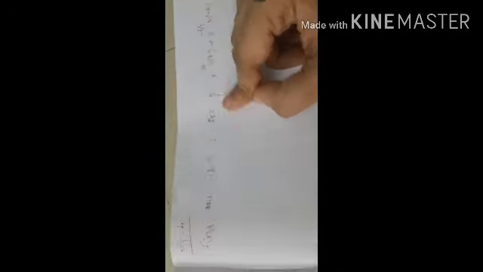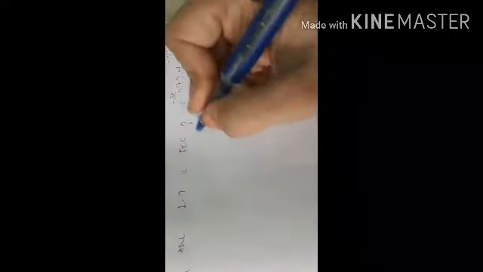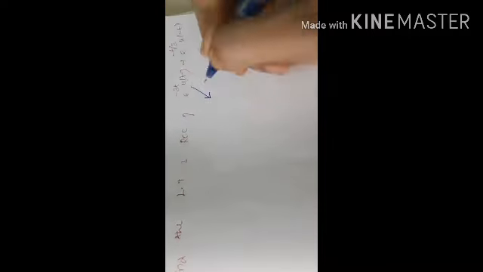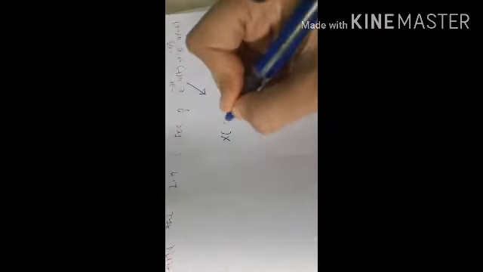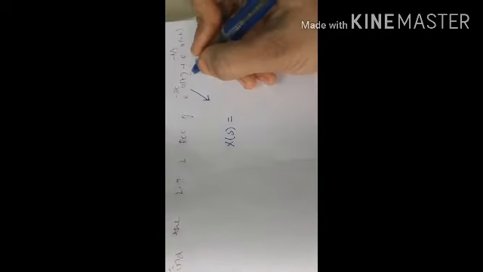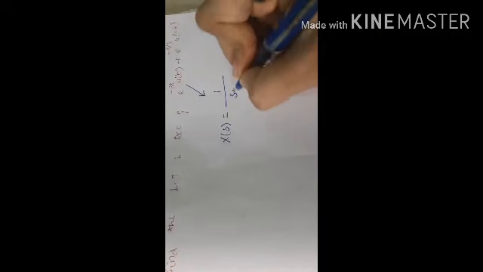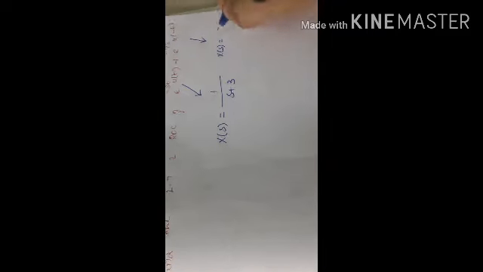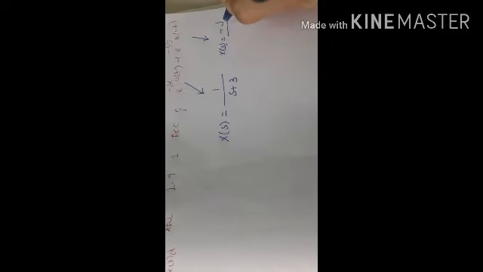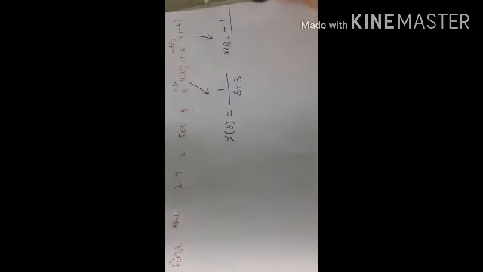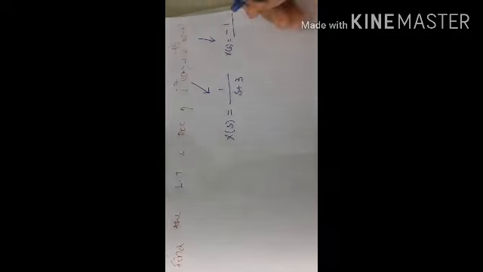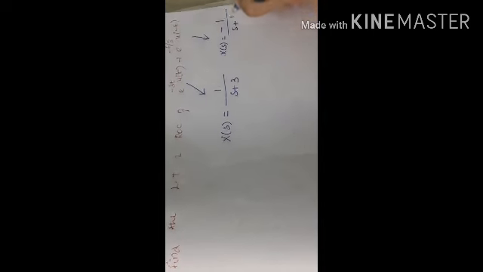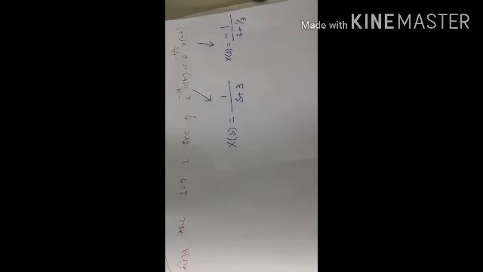Find the Laplace transform and region of convergence of e power minus 3t u of t plus e power minus t by 3 u of minus t. Now we will find the x of s. This first function is a right sided signal, so x of s is 1 by s plus 3. The x of s for the second function is minus 1 by s plus 1 by 3. I have substituted the minus sign here because it is u of minus t, a left sided signal.